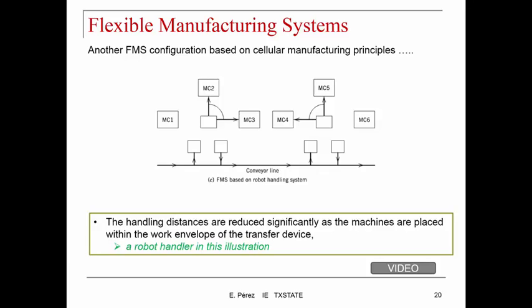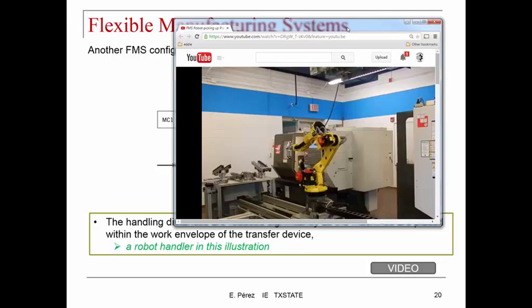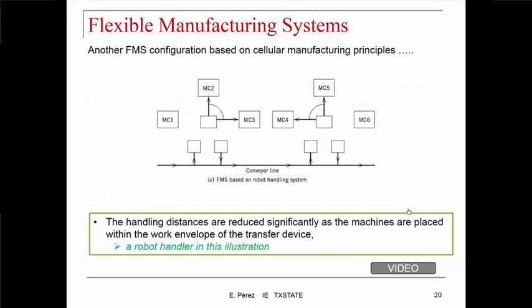The handling distances are reduced significantly as the machines are placed within the work envelope of the transfer device. In this particular case, one of these material handling devices is a robot handler, which we have one here in the School of Engineering. There's one of our labs that has this type of robot. But for those of you who haven't seen one of those, I have a video here that I want to share with you that shows one of these material handling equipment.